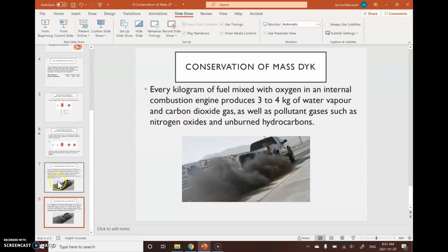And what that means is, even with those reactions, mass is still being conserved. They're just in a different form, but the atoms remain the same. So you don't lose or gain any atoms.